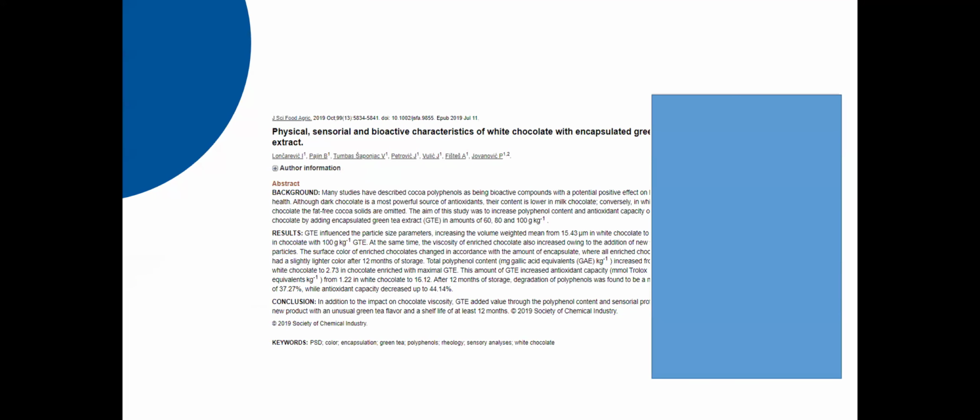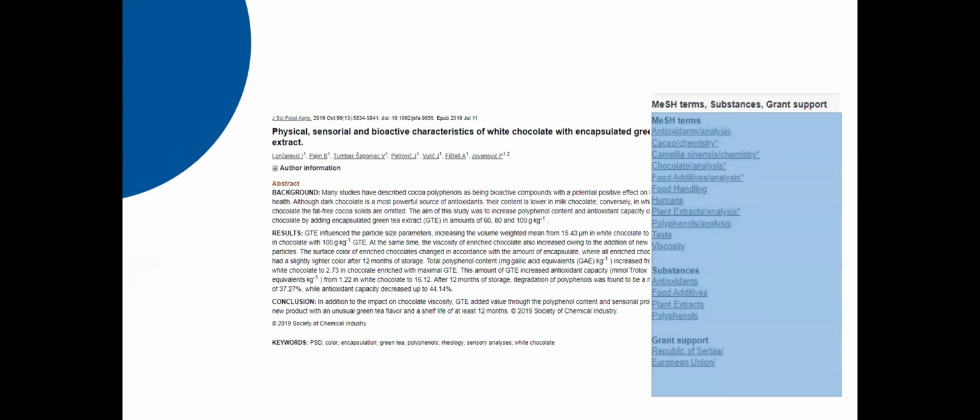Now let's look at this example. Again, look at the keywords: PSD, color, encapsulation, green tea, and a few more. This time we don't see the same matching. This is probably a strategy on the author's part to use keywords that people might search on but are not MeSH terms. They may be more specific to this topic or just other variations. This is a different strategy.